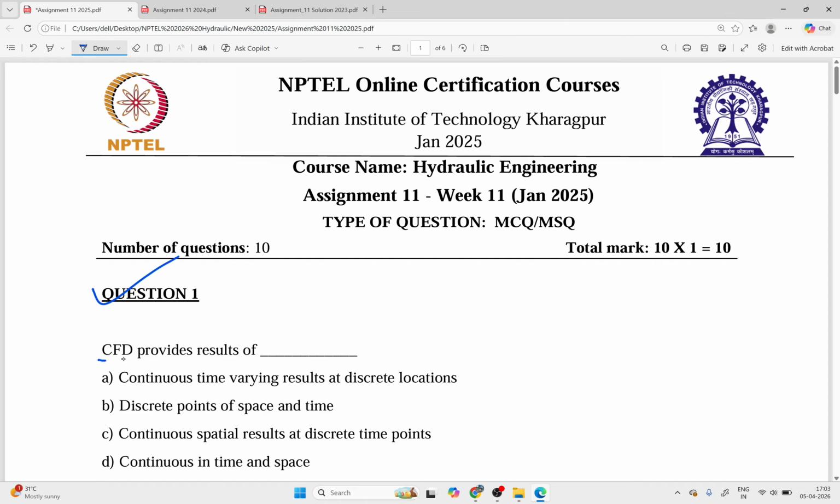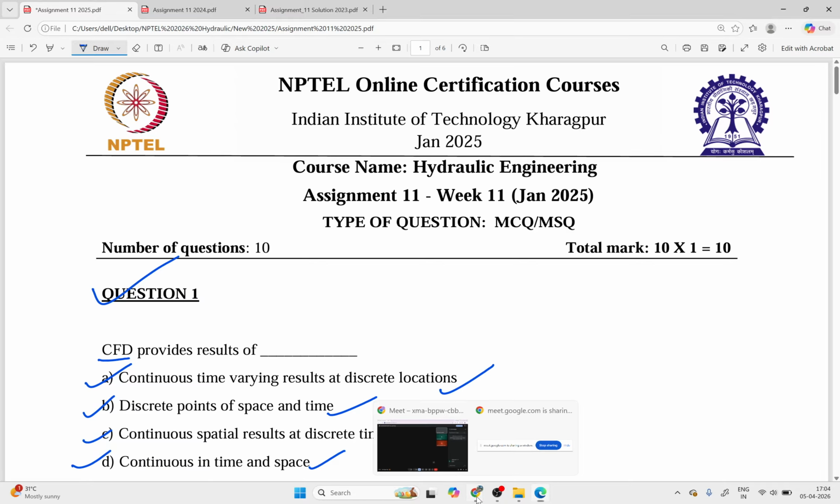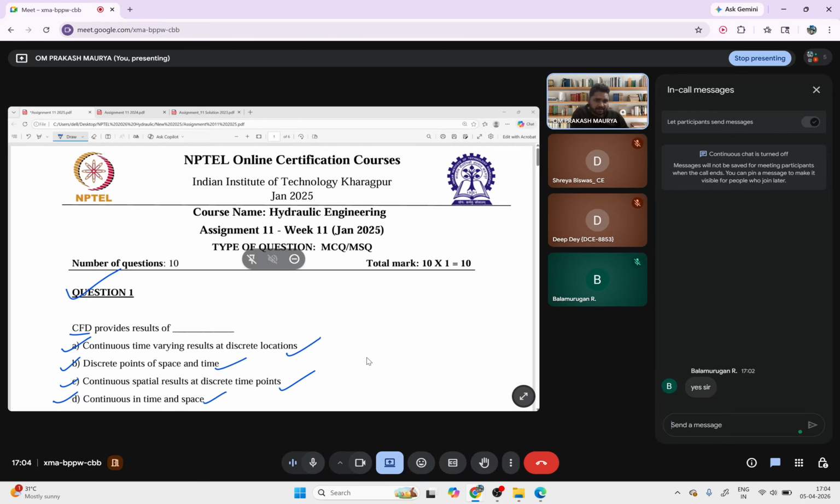question number 1. CFD provides result of: option A, continuous time varying result at discrete location. Option B, discrete point of space and time. Option C, continuous spatial result at discrete time points. Option D, continuous in time and space. So you have four options, and it is a very basic and fundamental question about CFD. Please write your answer in the chat box. Which option may be correct?